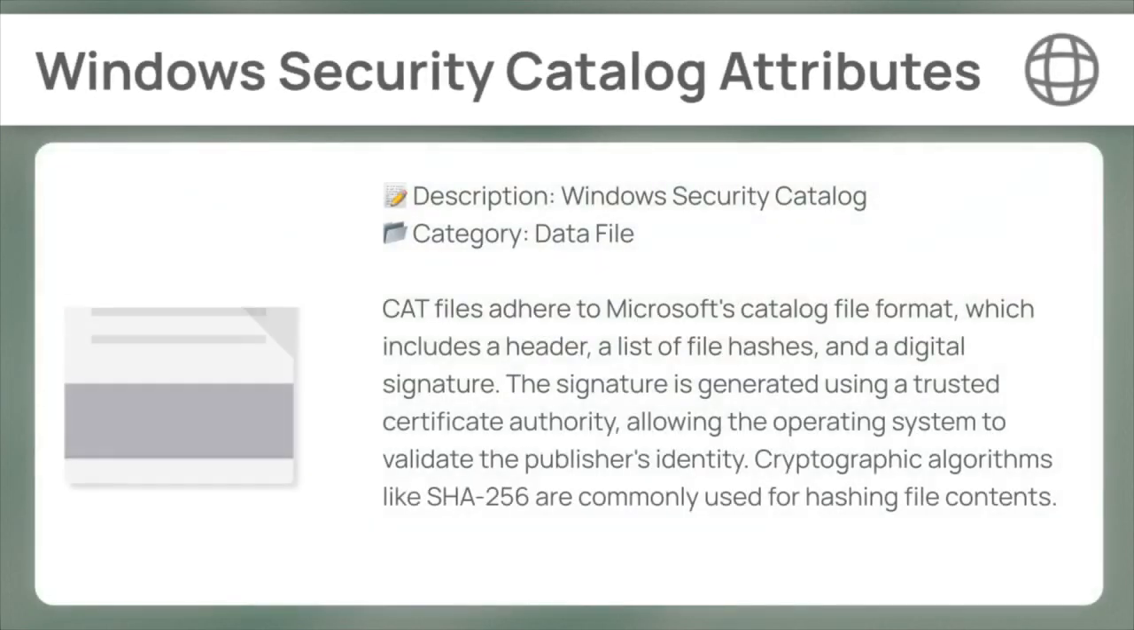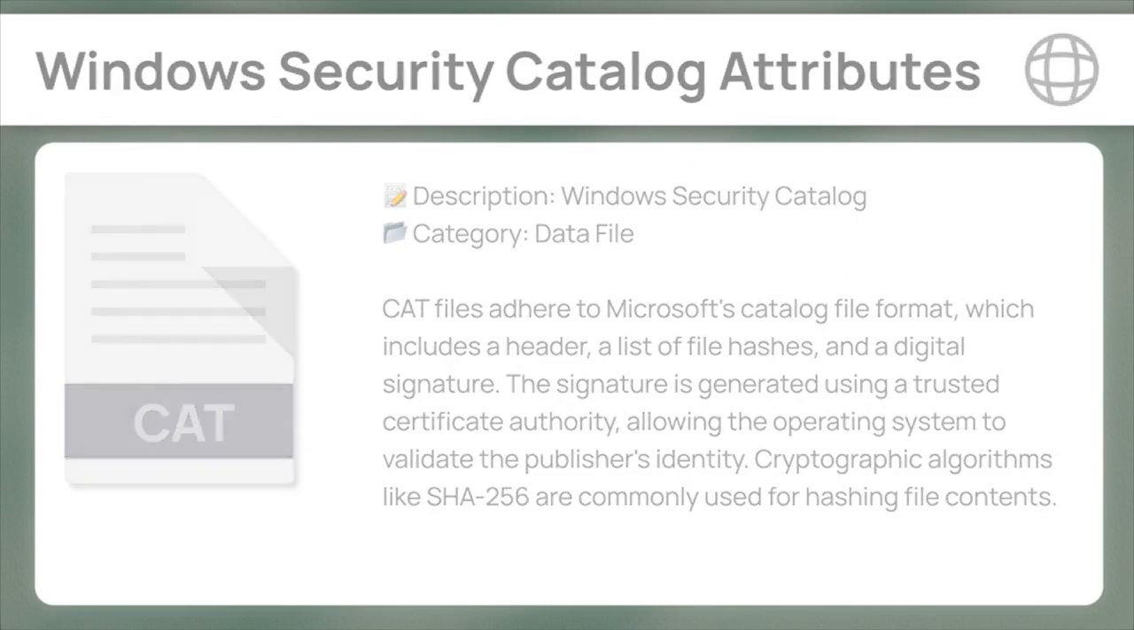CAT files adhere to Microsoft's catalog file format, which includes a header, a list of file hashes, and a digital signature. The signature is generated using a trusted certificate authority, allowing the operating system to validate the publisher's identity. Cryptographic algorithms like SHA-256 are commonly used for hashing file contents.